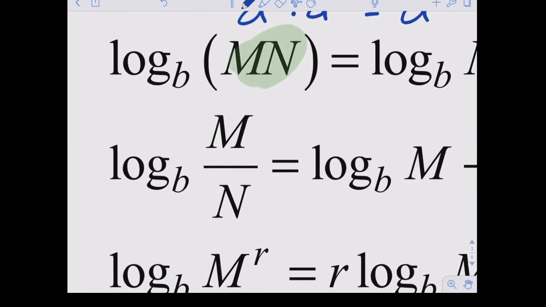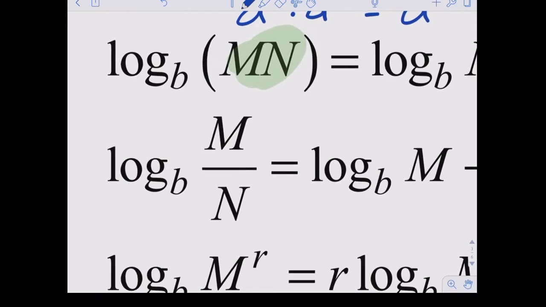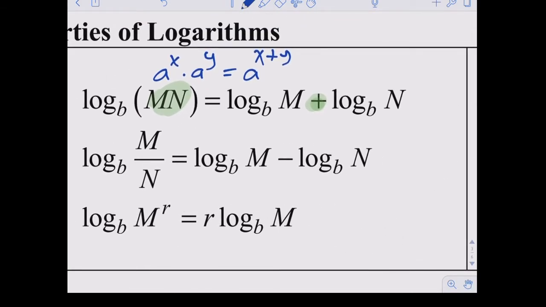Same thing with division, same priority level. The log of the quotient is not the quotient of the logs, but rather the difference of the logs. Does it matter which term is negative? It's the denominator, right? The denominator.